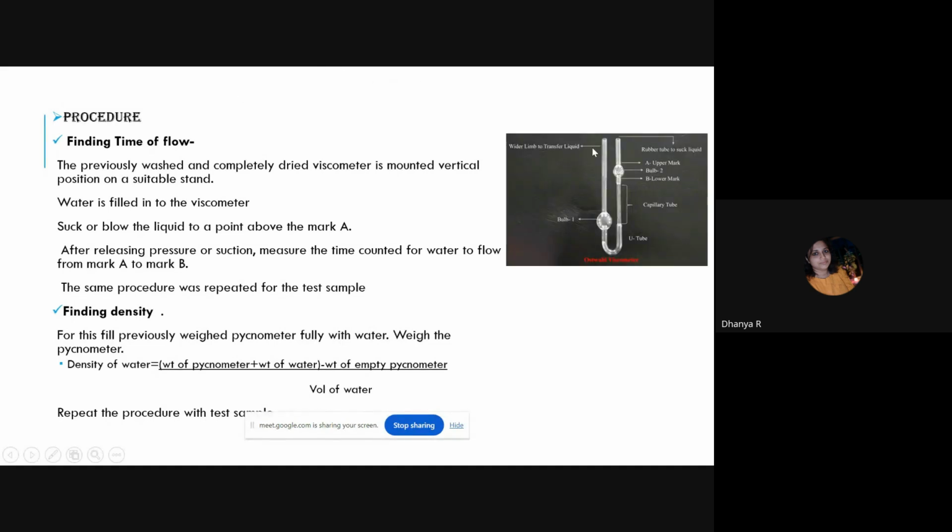So you can see this is the viscometer. You have to put water through this limb, to transfer liquid through this limb.